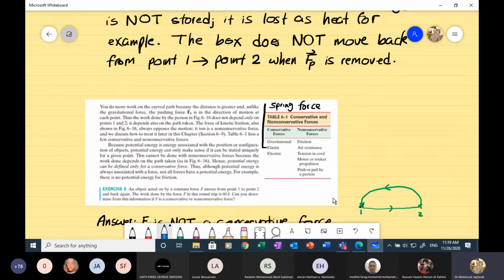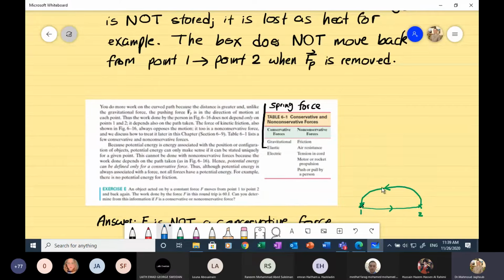Always make a sketch. I told you, whenever you see a question, try to make a sketch. I have an object. That object is acted on by a force. It took it from point 1 to point 2. This is a path from point 1 to point 2. And then it took it back to point 1. Maybe you choose this path, whichever path you want to choose, it's up to you. But you started from point 1, you moved, and then you came back to point 1.